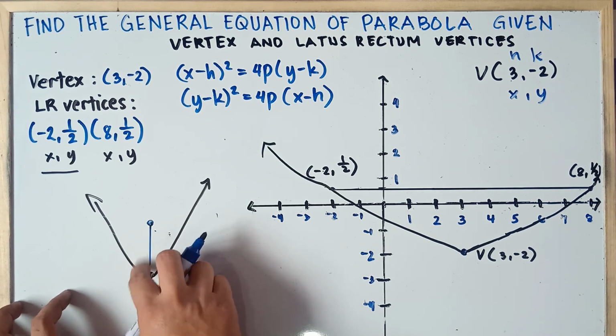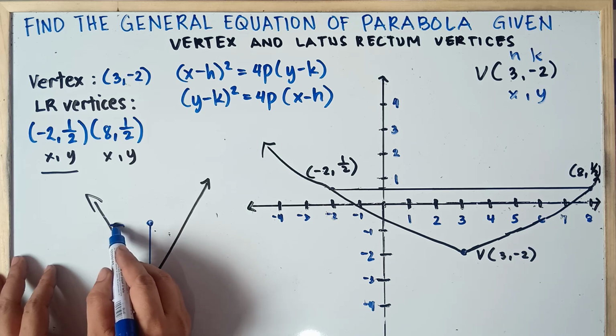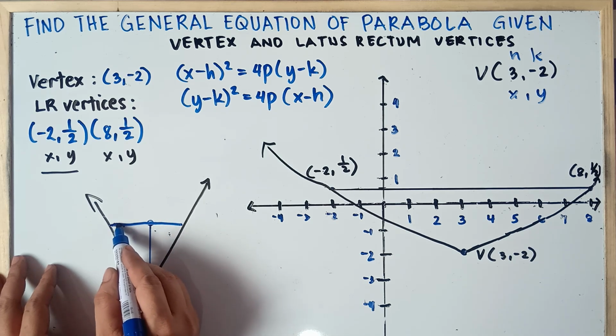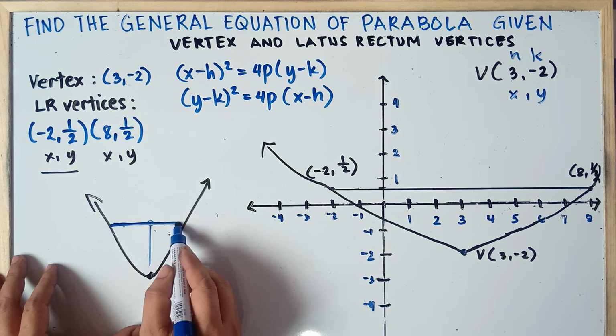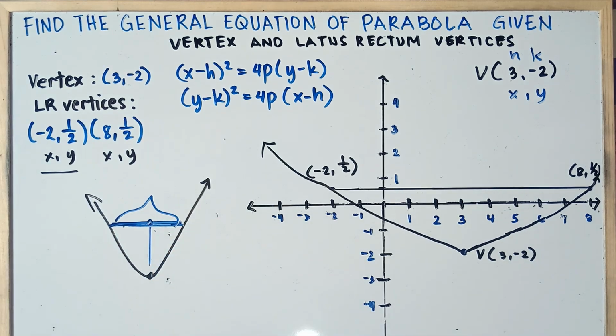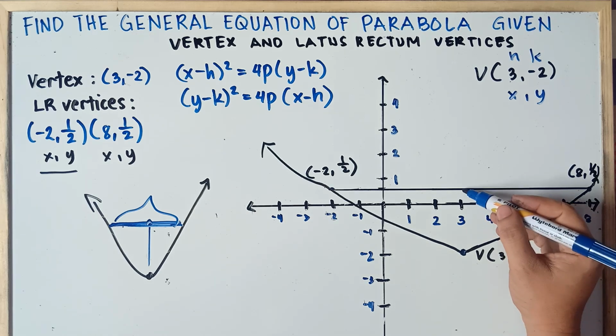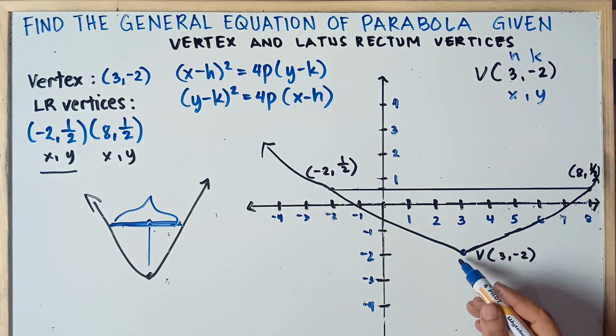Now your latus rectum, class, is a line that will pass through the focus. This will be your latus rectum. So the latus rectum is the length of a line that will pass through the focus. Therefore, this is the latus rectum, and we can now find the focus. By what means, sir? The focus, class, is here, aligned to the vertex.